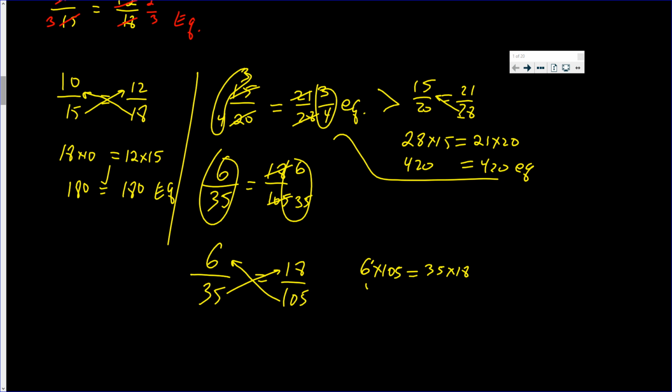Well, 6 times 100 is 600. 6 times 30 is 180. 600 plus 180 is 780. Well, let's see. I hate multiplying the numbers. I usually don't multiply the numbers that are given.